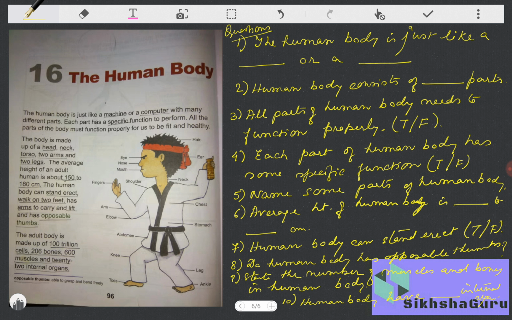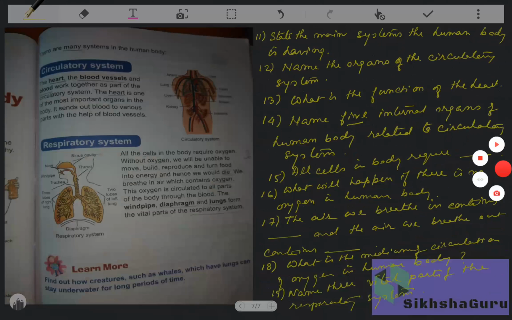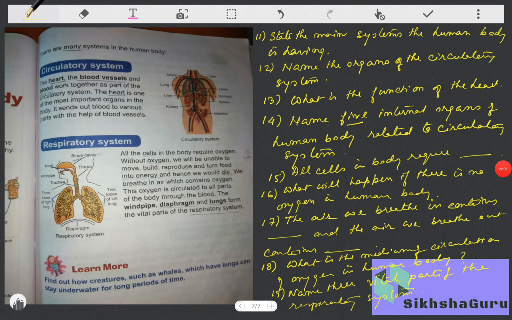Number 8, does the human body have opposable thumbs? Number 9, state the number of muscles and bones in the human body. Number 10, the human body has dash internal organs. Number 11, state the main systems the human body has. Number 12, name the organs of the circulatory system. Number 13, what is the function of the heart? Number 14, name 5 internal organs of the human body related to the circulatory system.